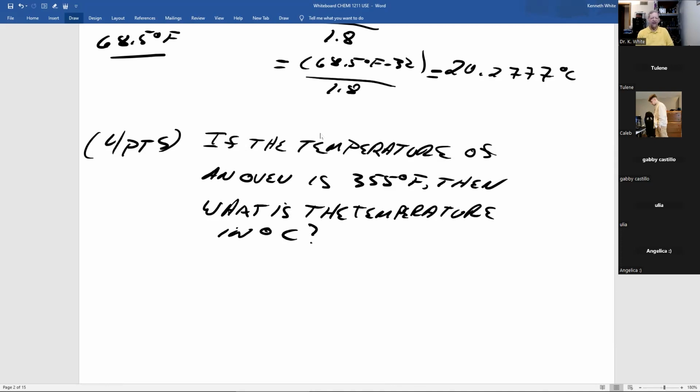All right, there you go. If the temperature of an oven is 355 degrees F, then what is the temperature in degrees C? Your turn.